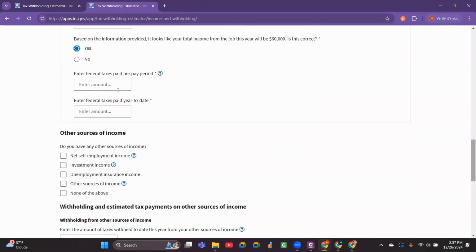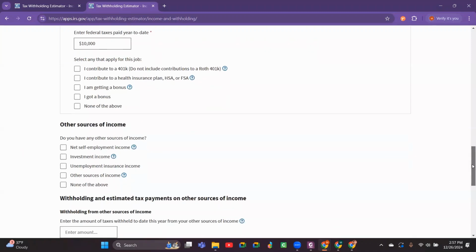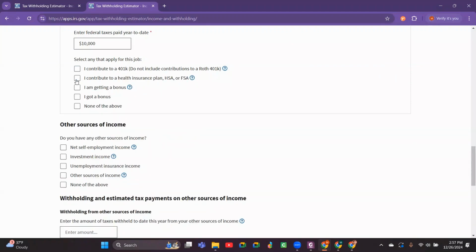Now we're going to go over their federal taxes paid. Their federal taxes paid year to date would be $10,000, and the pay period would be $200. Just to make this a nice round number. For the sake of ease, we're going to say that they did not contribute to a Roth 401k. You would put this on there because this is something that will impact your taxable income. Same with your health insurance. But for the sake of this, we're going to say none of the above.